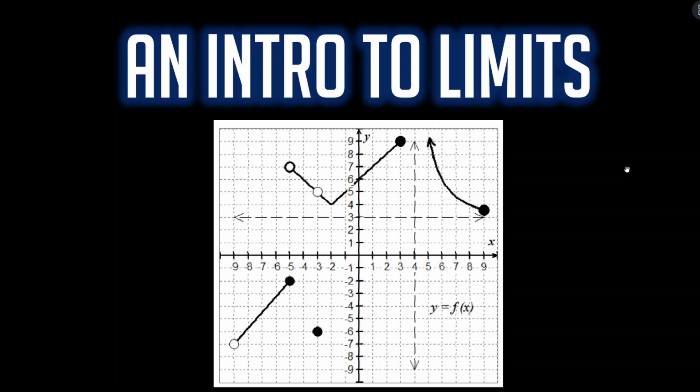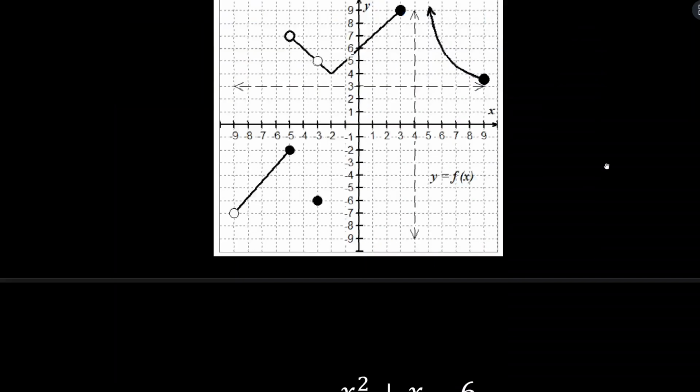This video is an introduction to limits for those first learning about limits, and we're going to really focus on the concept and the definition of a limit. We're going to look at different representations like graphs, tables, and functions, so let's jump right into it.